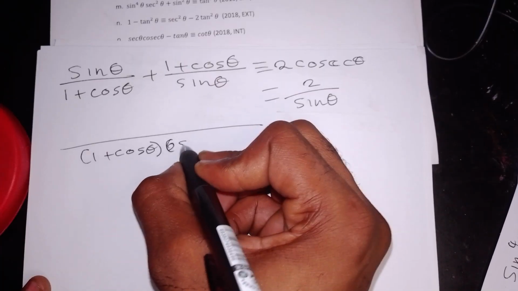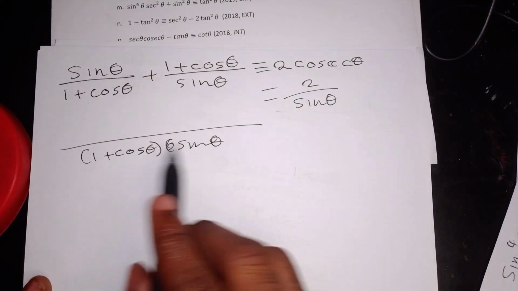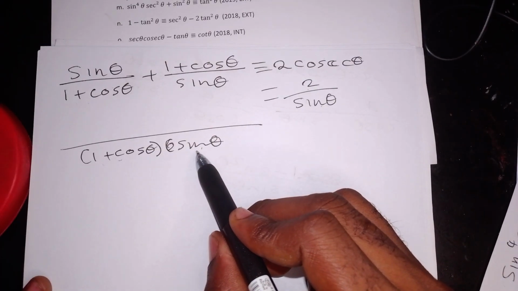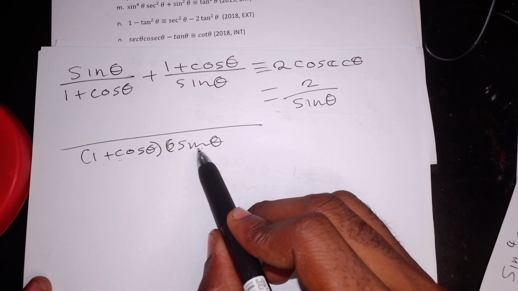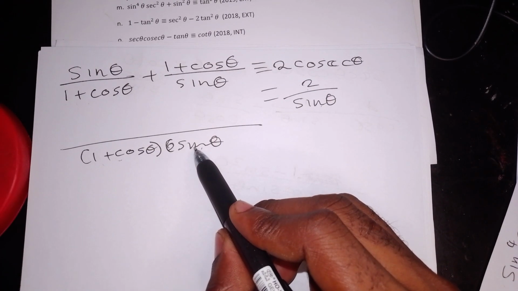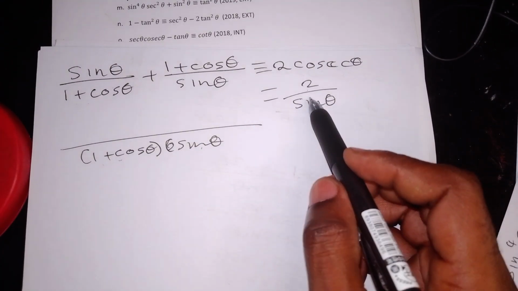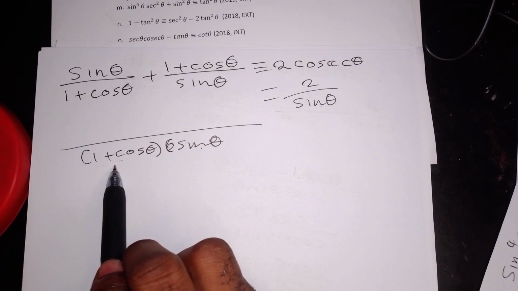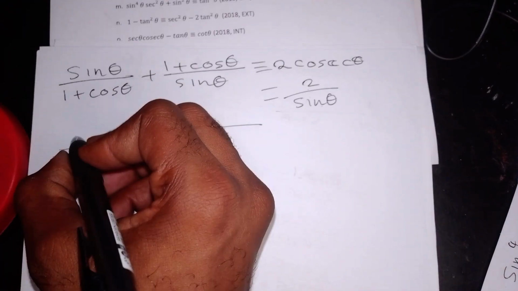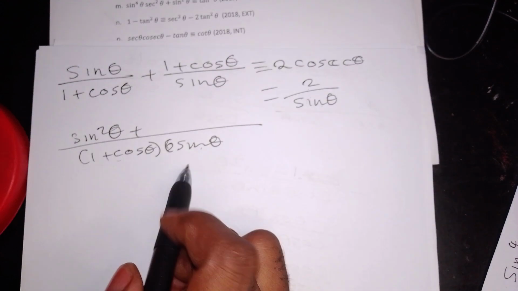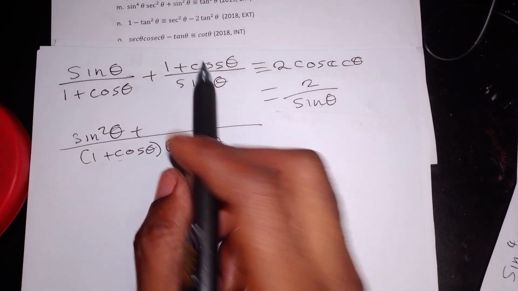You don't have to expand this because you want sine to be the way it is right now. Once you expand it, at one point you may have to factorize it, which is a lot of work. So this into this will be sine times that. You have sine squared theta plus sine into this will be this times that.